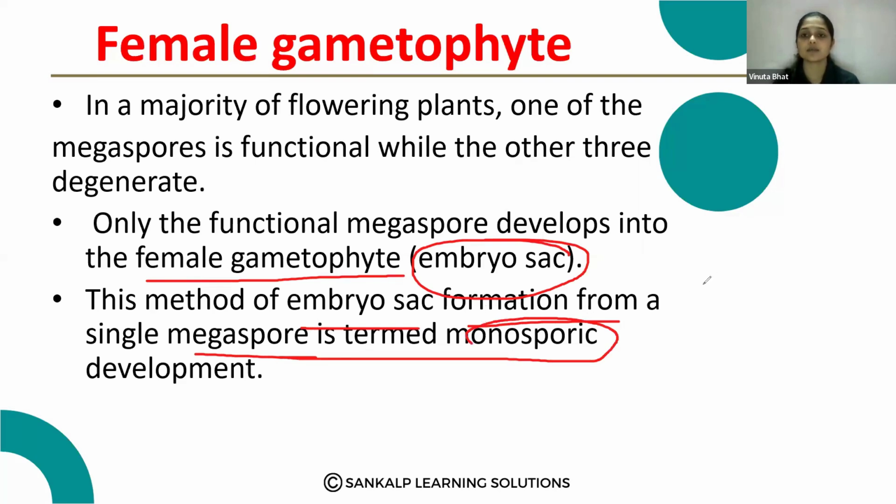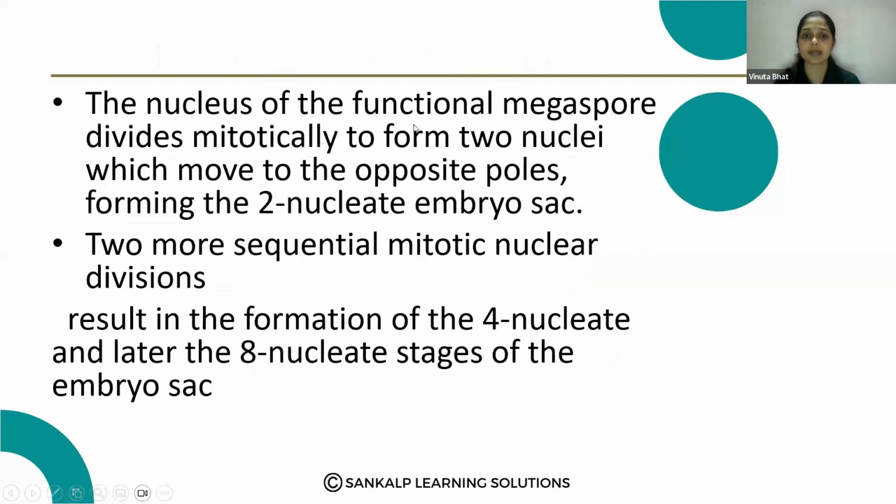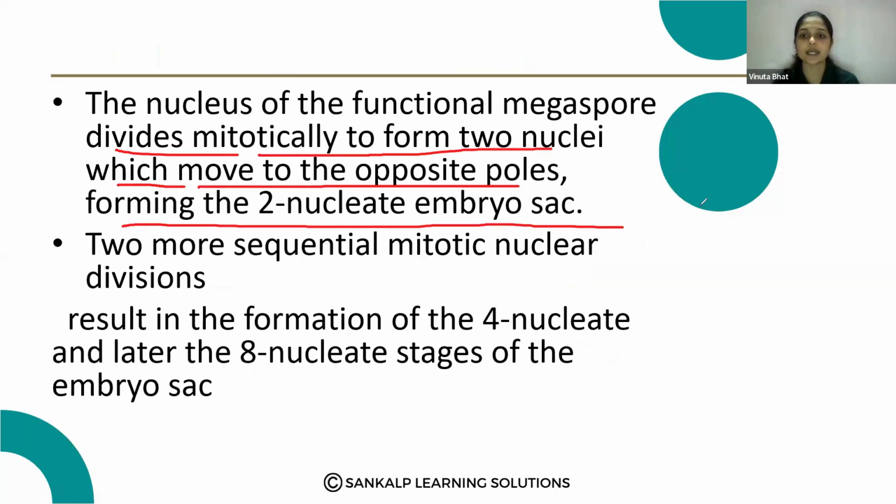Monosporic development means a single megaspore is involved, right? So that is called monosporic development. The nucleus of the functional megaspore divides mitotically to form two nuclei, which move to opposite poles, forming the two-nucleate embryo sac. So let's imagine this is the functional megaspore.